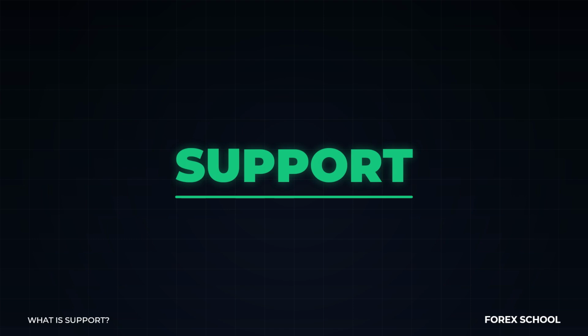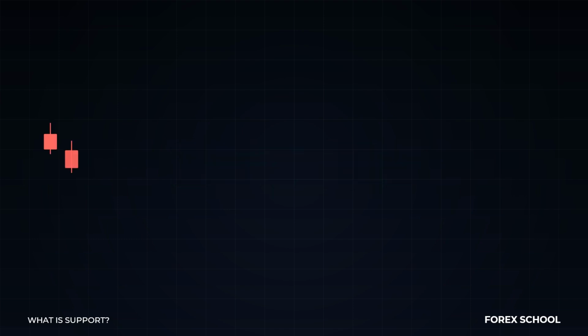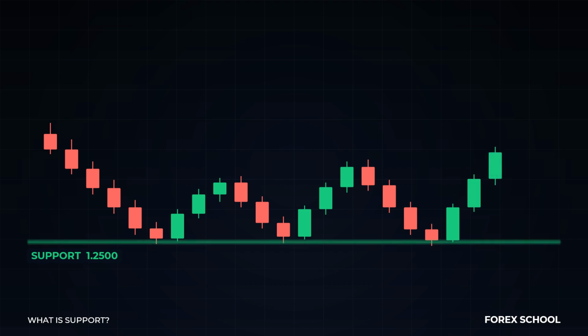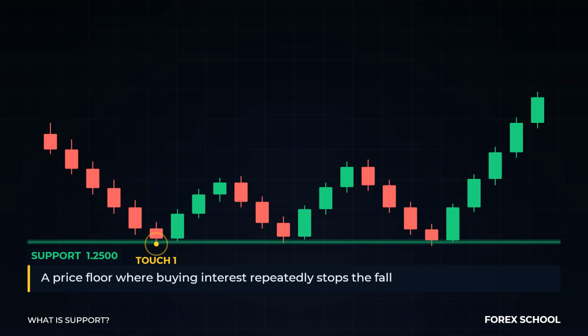Support. Support is a price area where falling markets repeatedly stop falling. Watch this. Price is moving down, down, and then, at this level, buyers step in. The fall stops. Price turns. Now watch what happens when the market comes back down to the same area. Again, buyers appear, and again the level holds. This floor in the market is support. The more times price touches it and turns away, the more traders are watching it, and the more significant it becomes.